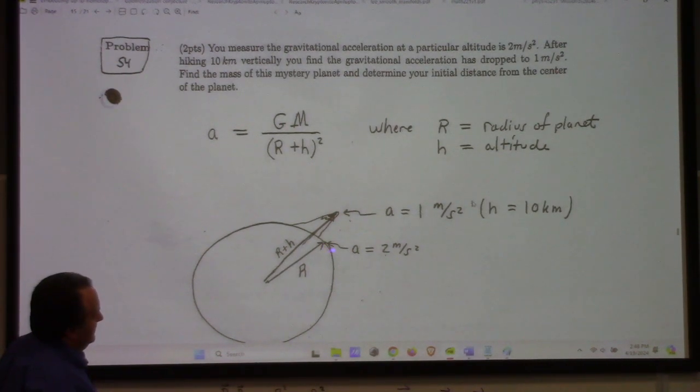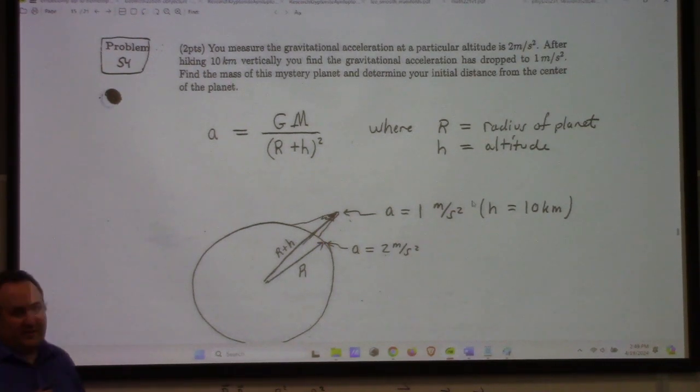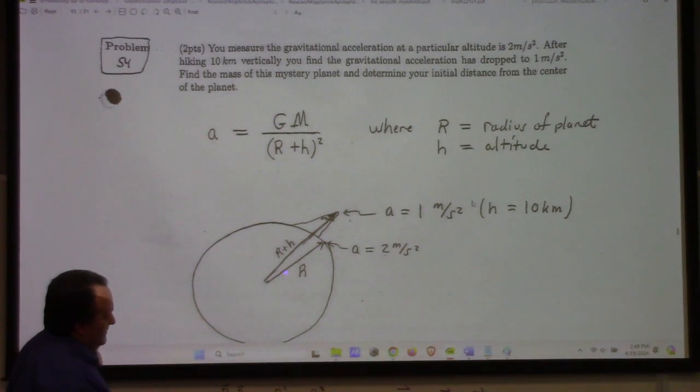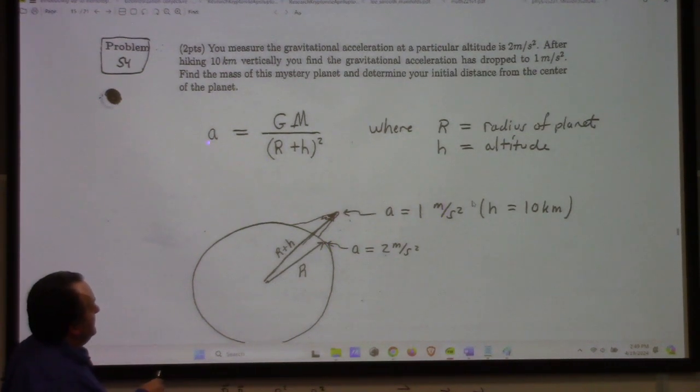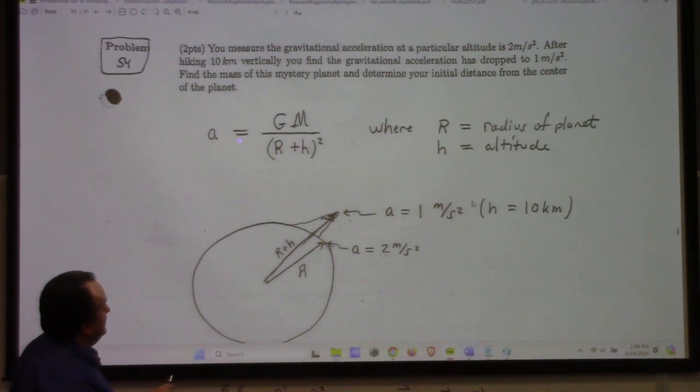I put us at 2 meters per second squared at the surface of the planet. It could be that we're already on top of a mountain and then we hike further up, but it doesn't really matter. If you invented another variable for your initial position, that would somehow cancel out in the algebra. But I just make the initial position at the radius of the planet, and then you hike up to R plus h. You've got 2 meters per second squared on the surface. You've got 1 meter per second squared here. Acceleration due to gravity is GM divided by (R plus h) squared, right? Because the force is GMm over the distance from the center of the planet squared.